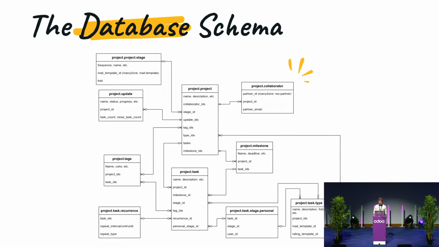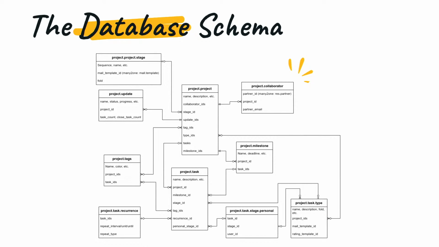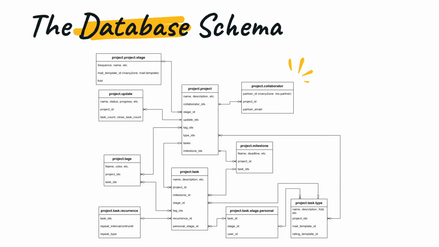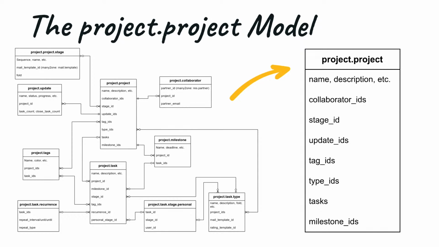It's an entity relation diagram, but we're going to tackle this by looking at each model one by one. Now, I'll warn you, it gets a little bit repetitive, kind of boring, I suppose. But it's important for you to understand how the application is set up. So let's begin with the project.project model.